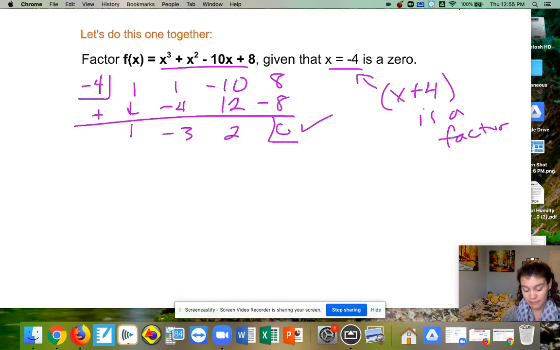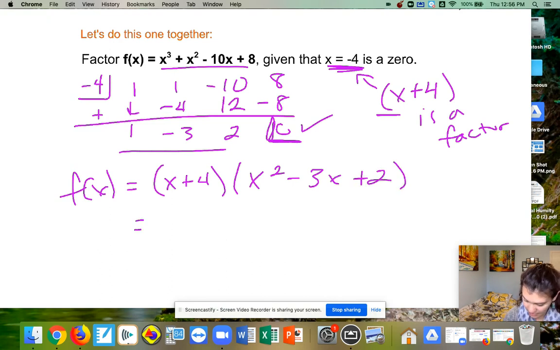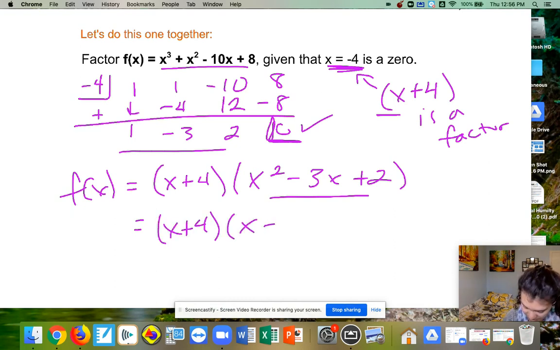And then a way to check this, make sure you get 0 as your remainder. Otherwise, this isn't a zero. It wouldn't divide in nicely. So it's a way to check your work. If we rewrite this, we want to start with the factor we know. We know we have x plus 4. And then from our answer here, we have x squared minus 3x plus 2. And now we can factor this chunk. That's something we know how to factor. So we still have the x plus 4. This would factor to x minus 2 and x minus 1. And there is your factored form.